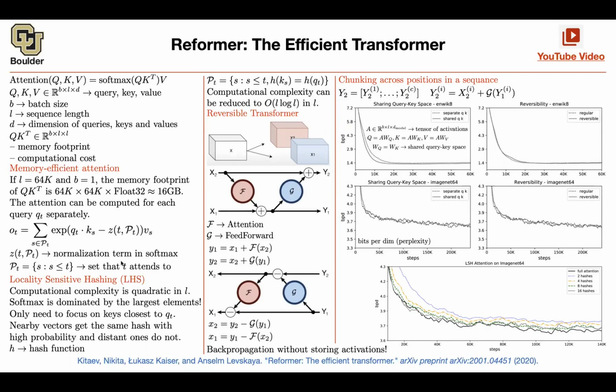Now the question is, after doing all of these, did you lose anything or how much did you lose? And it turns out that you didn't lose much. This reversible trick is actually a good trick to use. You don't lose much. The other one is in terms of perplexity, having shared Q and K weights is going to give you the same performance, at least for these benchmarks that they were covering. And one of the benchmarks is enwik8. The other one is ImageNet 64.